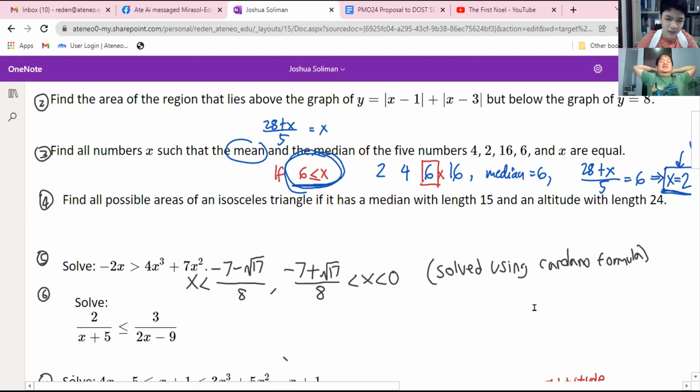So yun po yung nasa taas po ng equation ay 6 is less than or equal to x po. May sunod po tayo. Why don't you try out those cases, for next time? Naman po, if x is less than 4, it will just go to the 4 naman po.